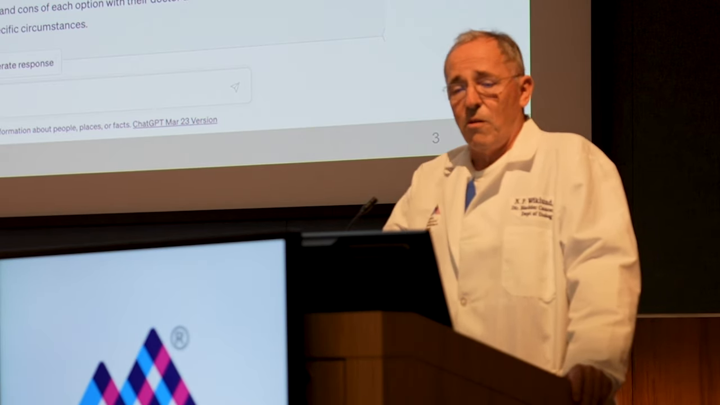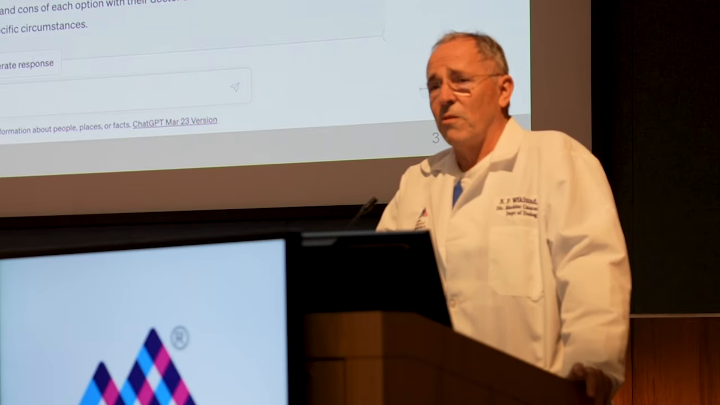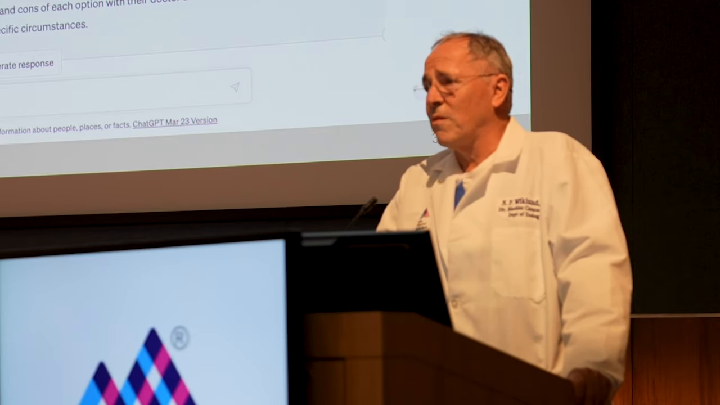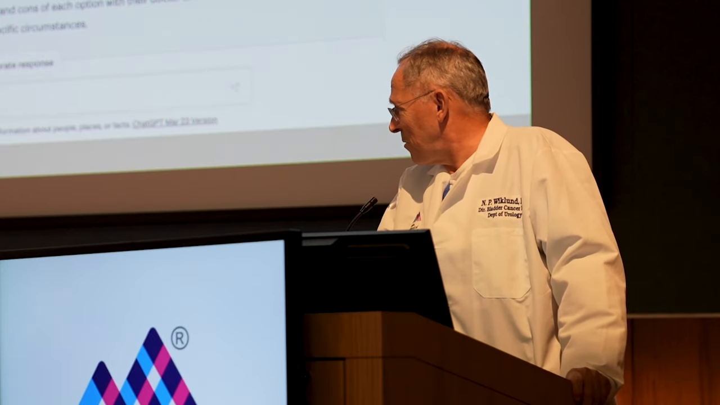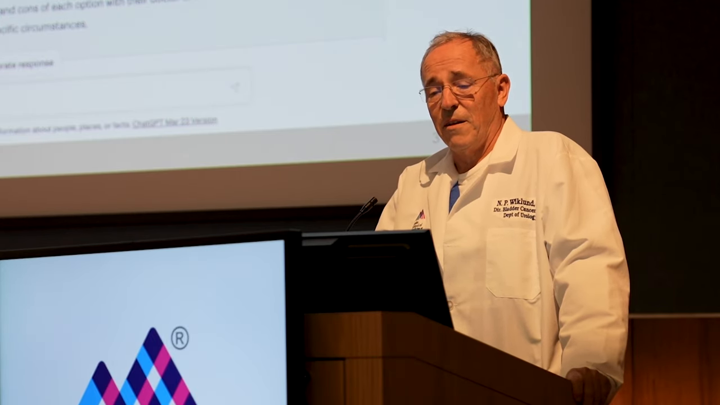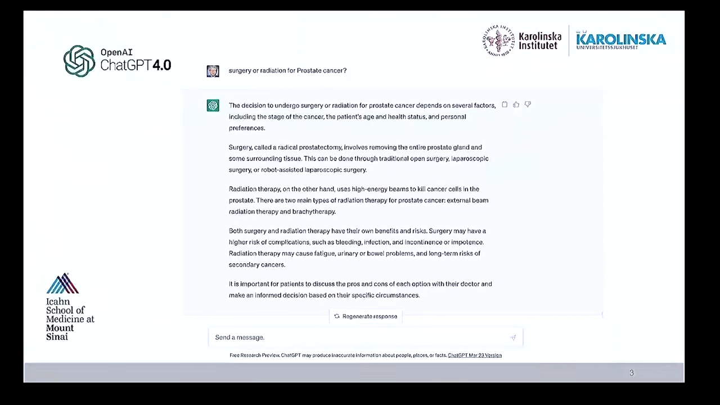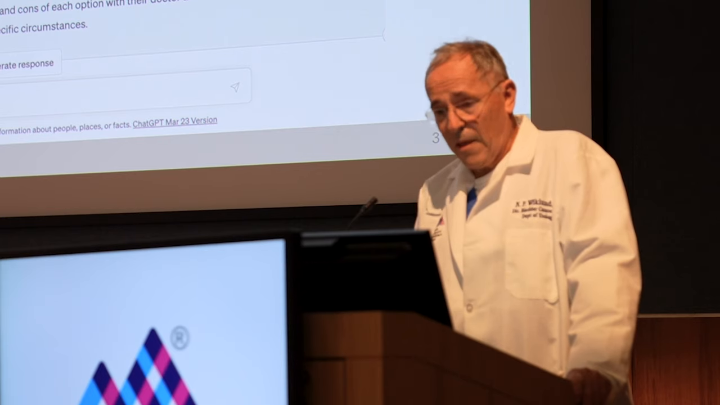I don't know how many of you are using ChatGPT, but all the students are using this every time now to see what's the best answer. This is from 2 months ago: surgery or radiation for prostate cancer. I don't know if you discussed this already, but this basically says the decision to undergo surgery or radiation for prostate cancer depends on several factors, including the stage of the cancer, the patient's age and health status, and personal preferences. And it ends with, it's important for patients to discuss the pros and cons of each option with the doctor and make an informed decision based on their specific circumstances. I think that's very true.